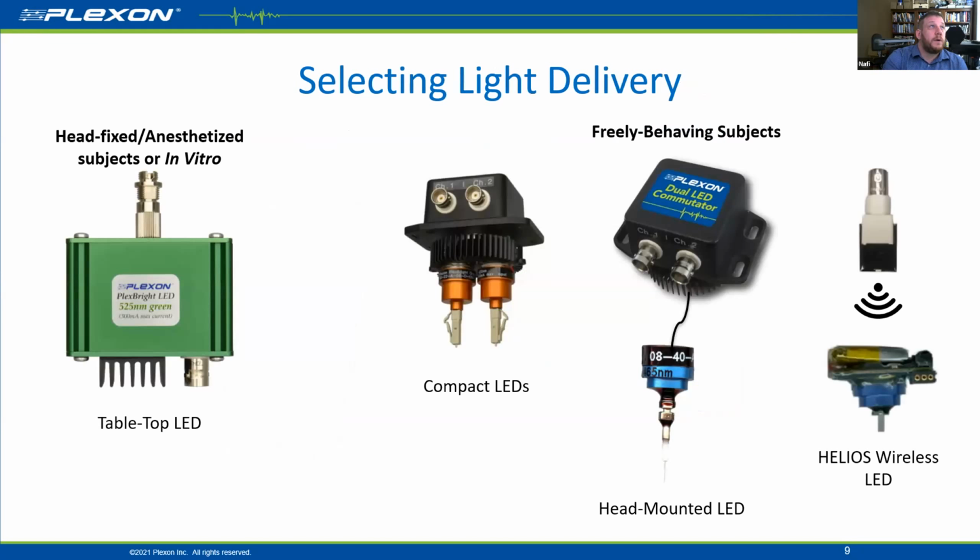So for our non-moving subjects, we're going to use our tabletop LEDs. And then we have a few different options for our freely behaving subjects, either using a patch fiber and a commutator, or mounting it on the head, or the wireless LED. And I'm going to go over in just a minute what the advantages and disadvantages of those systems are.